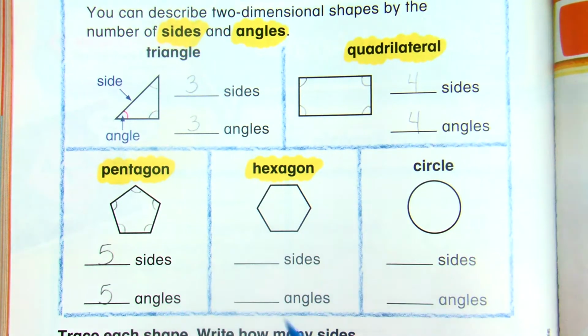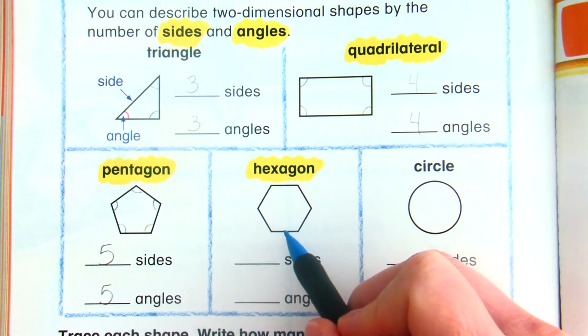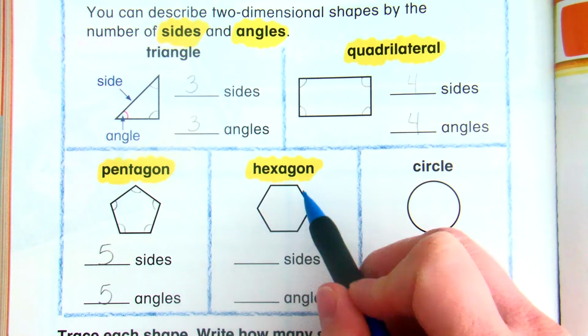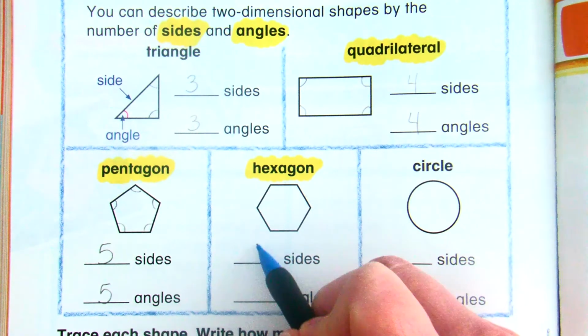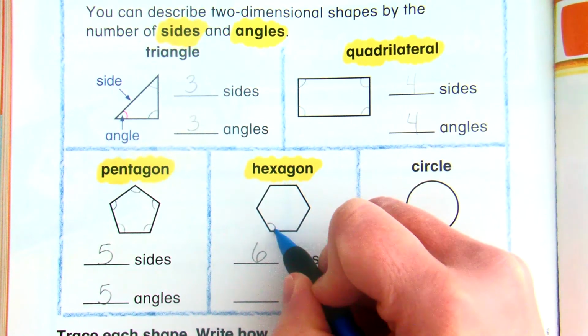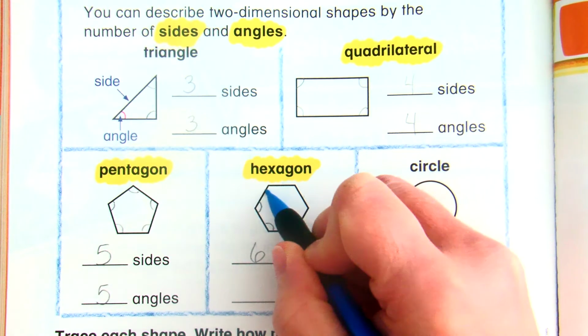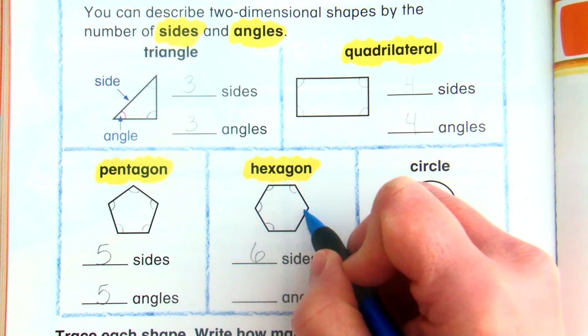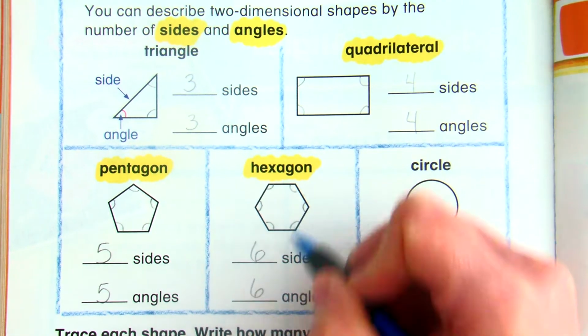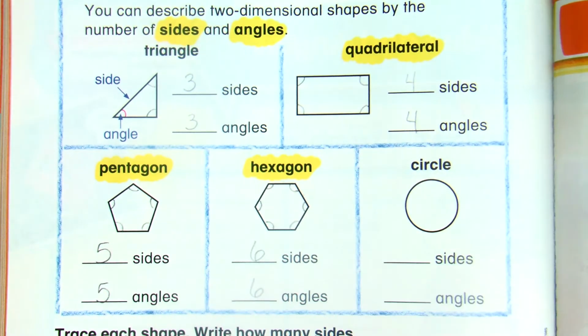This is a hexagon. Let's count the sides of our hexagon. 1, 2, 3, 4, 5, 6 sides. And let's count our angles. 1, 2, 3, 4, 5, 6 angles. If you've noticed so far, the number of sides and the number of angles is exactly the same, okay?